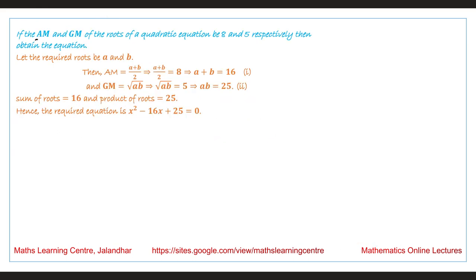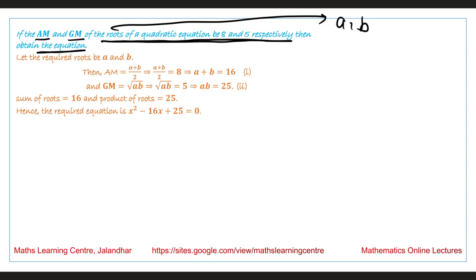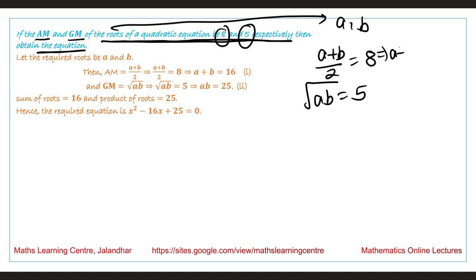Now next is, if the arithmetic mean and geometric mean of roots of a quadratic equation are 8 and 5, then we have to obtain that equation. So suppose the roots of this equation are a and b, and the AM and GM of these roots are 8 and 5. So it is given that (a plus b) by 2 is equal to 8 and the square root of a into b is equal to 5. So this implies a plus b is equal to 16 and ab is equal to 25. So we have obtained the sum of roots and the product of roots.